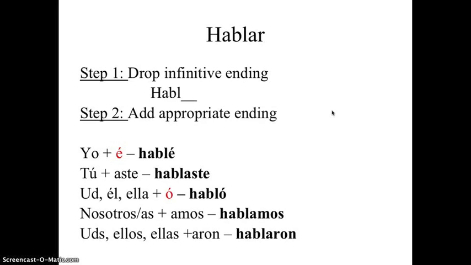So now let's actually conjugate the verb hablar, which means to talk. The first step we have to do to conjugate this verb is drop the infinitive ending, which in this case would be AR, because it is an AR verb. So when we drop the AR, we are left with habl. So now we have to add the appropriate ending. For yo, the subject yo, we have to add é. So that means yo hablé.